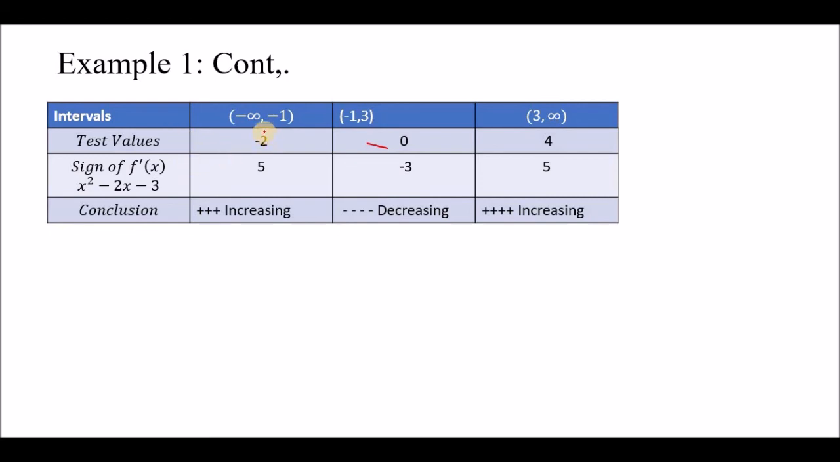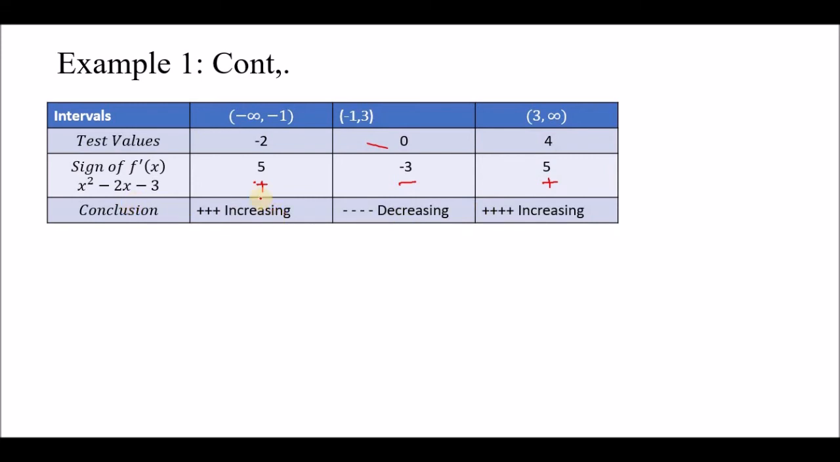Now I'm going to plug -2 into f prime of x. So if you plug it in, you will get the number 5. I don't care about the number itself as much as I care about the sign, and the sign is going to be a positive sign in this case. Again, I'm going to plug 0 into f prime of x. You will get -3 as a result. I care about the sign only. If you plug 4 into f prime of x, you're going to get 5, which is a positive sign.